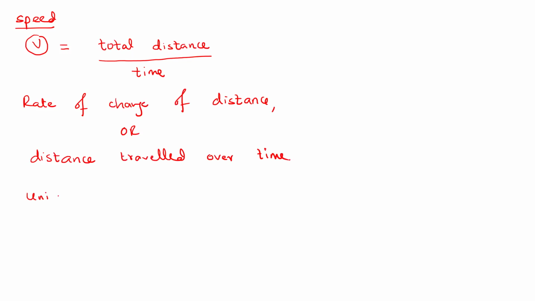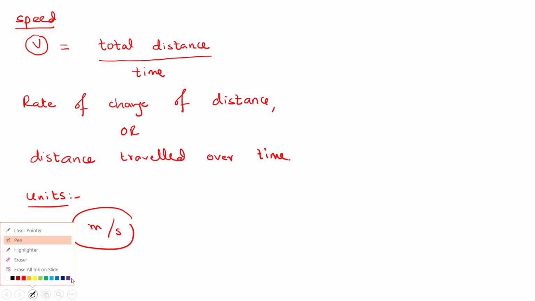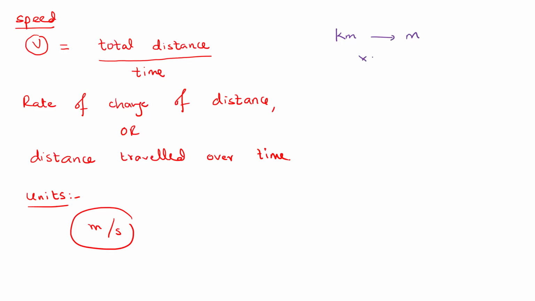Units are meters per second. And one of the important conversions is going to be discussed here. In many cases, the examiner doesn't use meters per second. They basically use kilometers per hour. So we need to know how to convert from kilometers to meters, by multiplying it with 1,000, and from hours to seconds, by multiplying with 3,600.